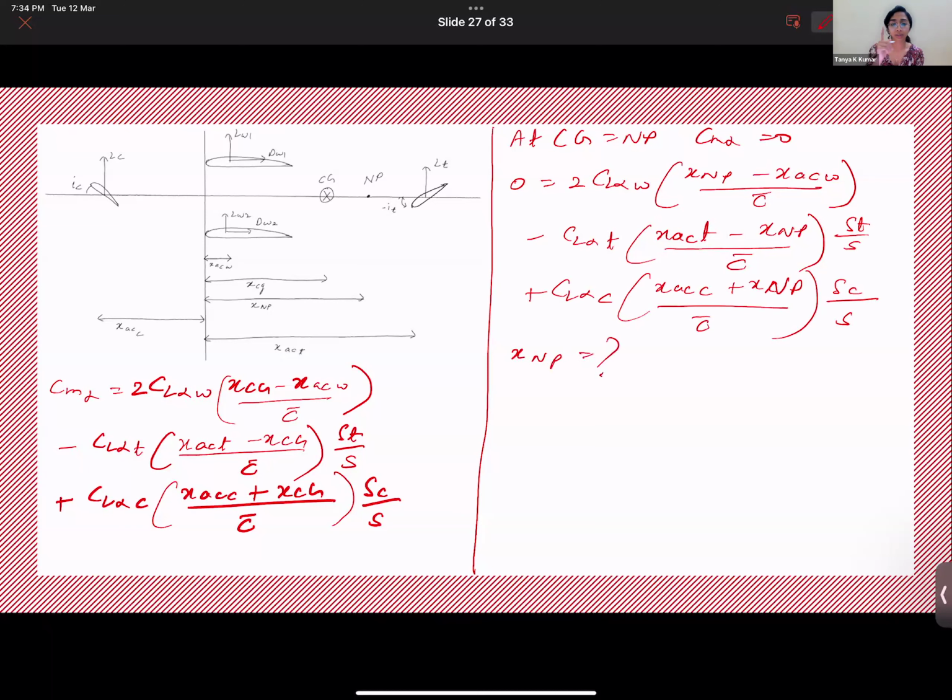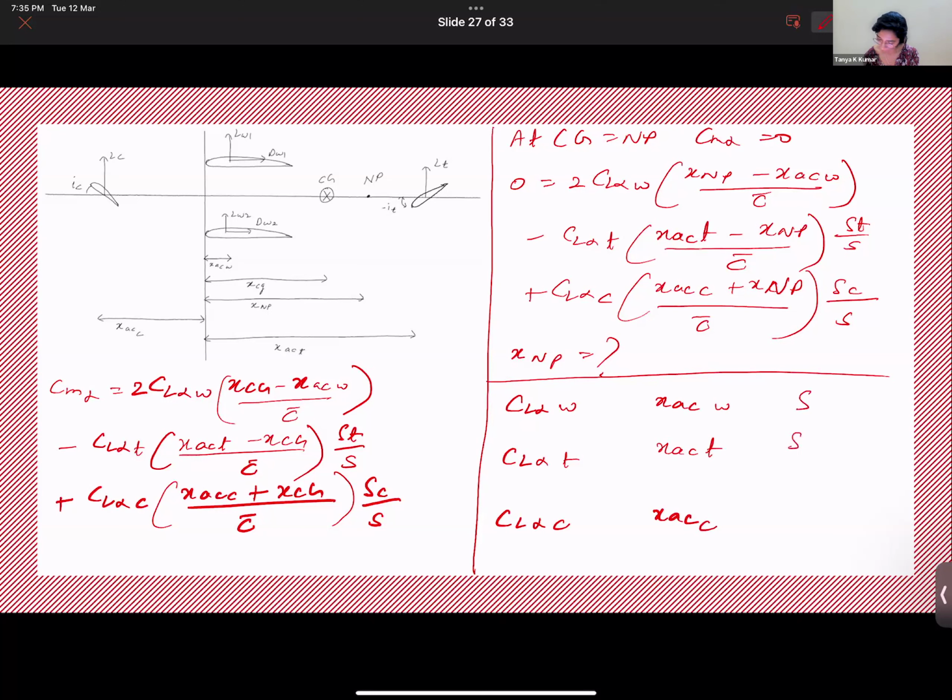Okay. So now let's look at all the terms, what all we need to find out. Let's just write it down. Let's list it. We need CL alpha wing. We need CL alpha tail. We need CL alpha canard. Then you need XAC wing. You need XAC tail. You need XACC. Anything else? Yes, you need S. You need S tail. You need S canard. You also need mean aerodynamic chord of the wing. Anything else? All the other terms we know.